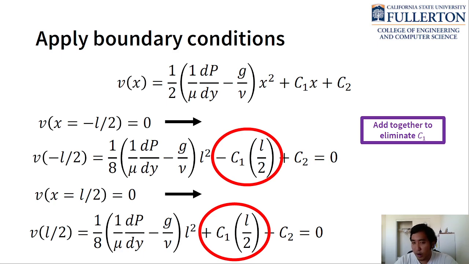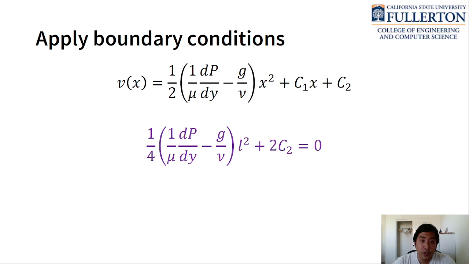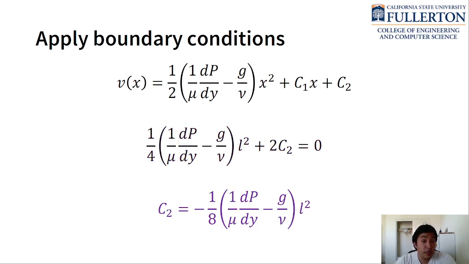What this allows us to do is add these two equations together. We're basically just going to stack them one on top of each other and then add them together, and then we'll see that the C1 term cancels out. By performing that addition, we get 1/4 times the pressure gradient term minus gravity, L squared, plus 2 C2. This equation is great for us because it's eliminated C1, and we can solve it outright for C2. What we get is C2 is equal to minus 1/8 times 1 over mu dp/dy minus g over nu, L squared.